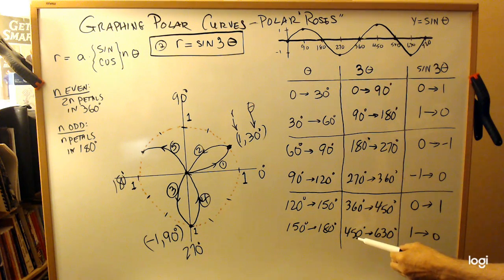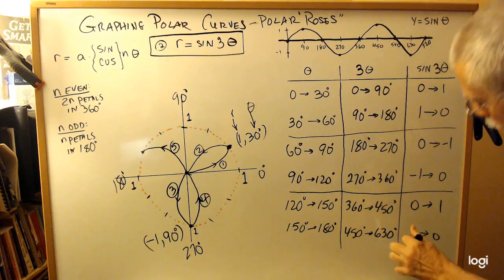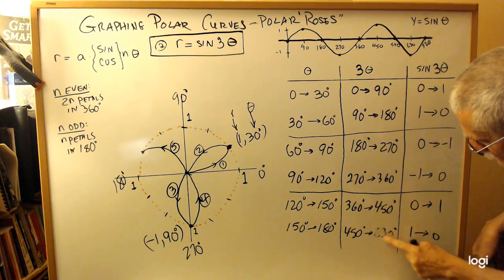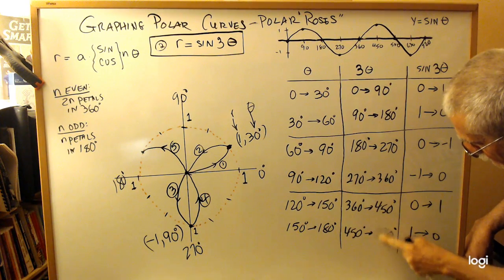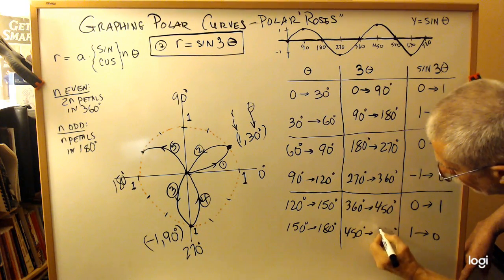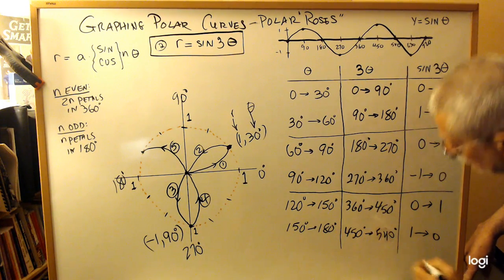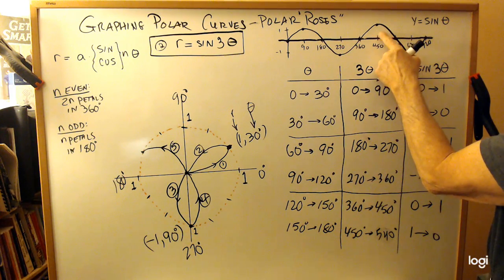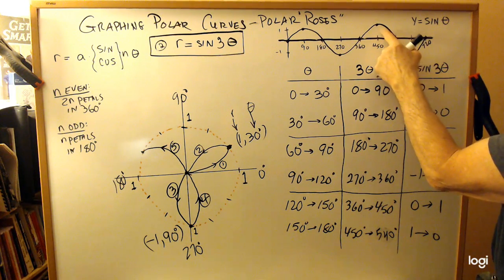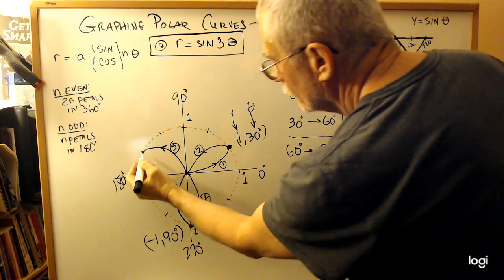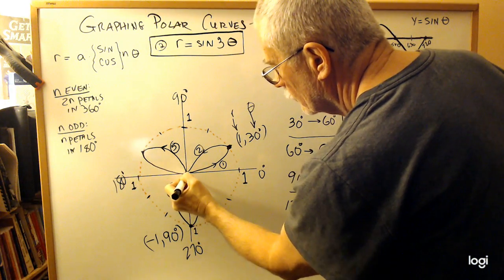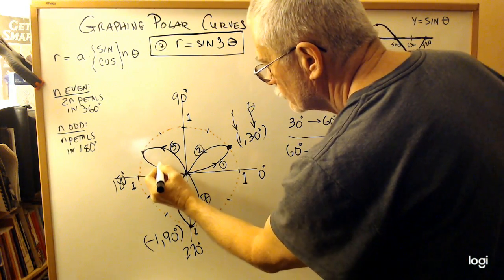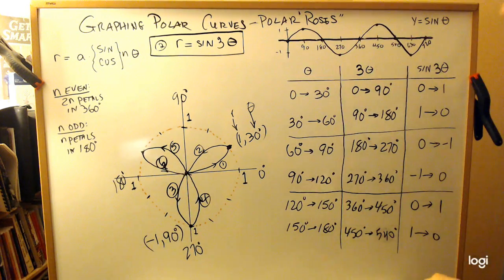Is that right? Yeah, 450. Oh, sorry, this should be 540. Haha. Okay, so let's change that. 540. All right, because triple 180 is 540. So to go from 450 to 540, the r value is decreasing from 1 to 0. Okay, so this is the sixth and final leg of our journey.